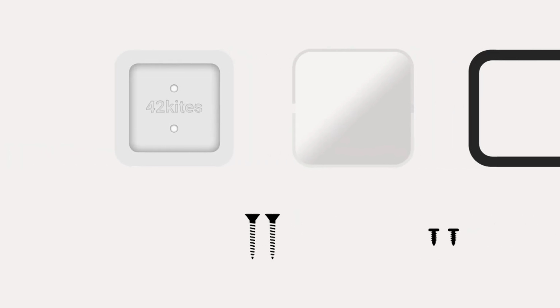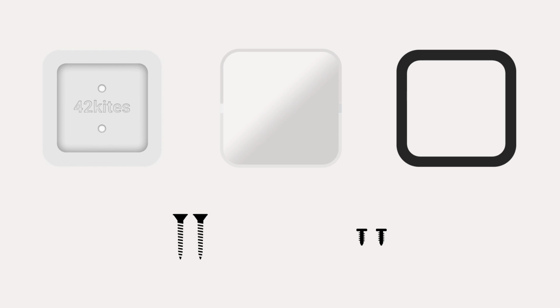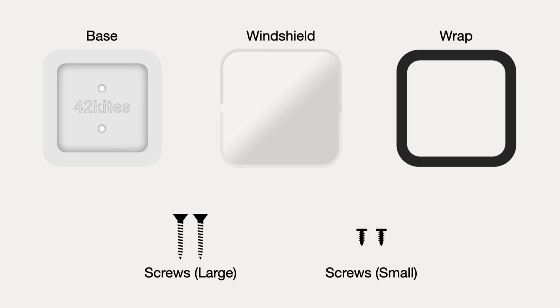Installation. Each SmartLink card holder includes a white base, a transparent windshield, a dark silicone wrap, 2 large screws, and 2 small screws. You can mount it wherever you want, on the wall, on a table, indoors or outdoors. Installation only takes a few minutes using 1 small and 1 large screwdriver.